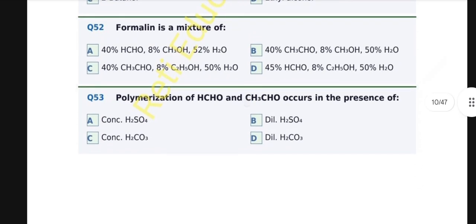Question number 53. Polymerization of HCHO and CH3CHO occurs in the presence of, and the correct option is A. Conc H2SO4. Aldol condensation and polymerization of aldehyde.